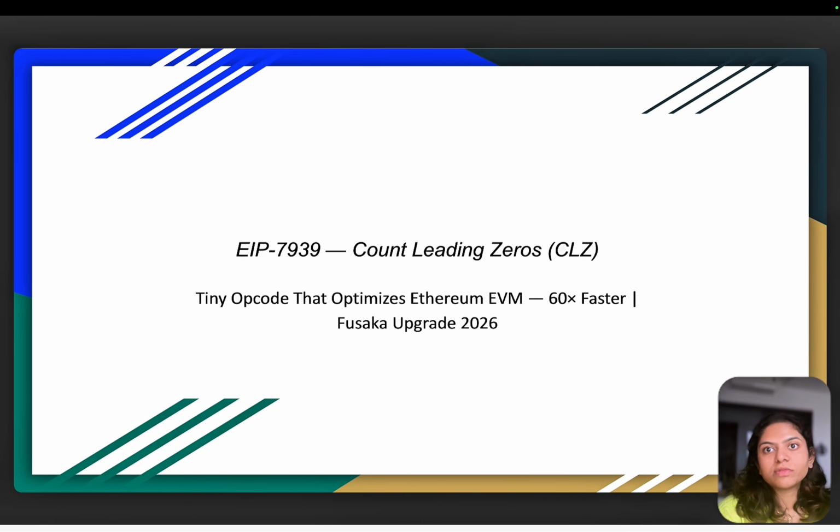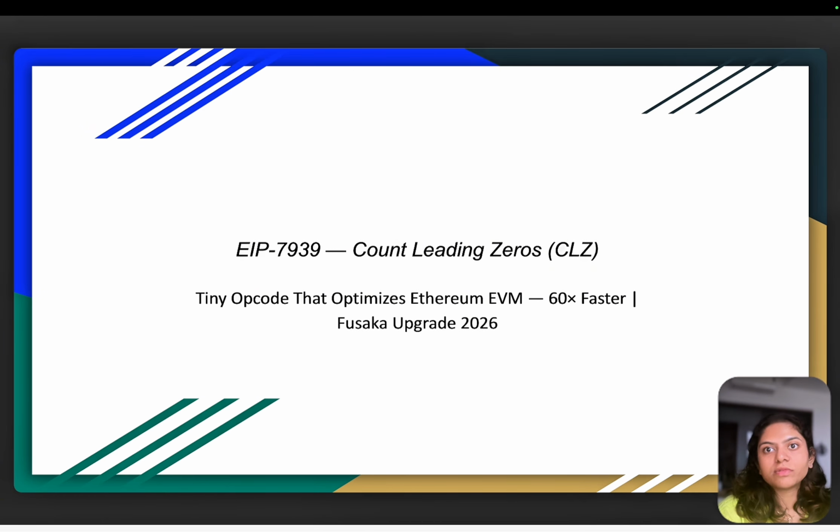Today it has to simulate CLZ using a dozen EVM instructions. To count zeros, we use a lot of instructions, like SHR, LT, OR, XOR, and BYTE. What these are, we will see in the next slide, but first let's look at the cost.